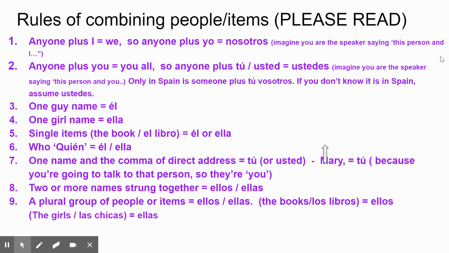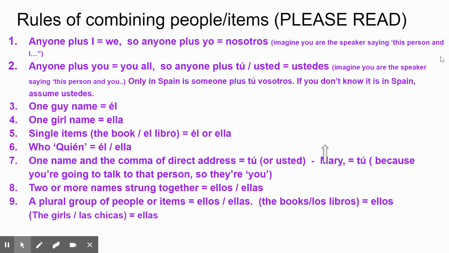So it'd be nosotros. How about anyone plus you would be you all. So anyone plus tú or usted would be ustedes. Imagine you're the speaker saying this person and you. Only in Spain is someone plus tú, vosotros. So if you don't know it's in Spain, assume that it's just going to be ustedes.